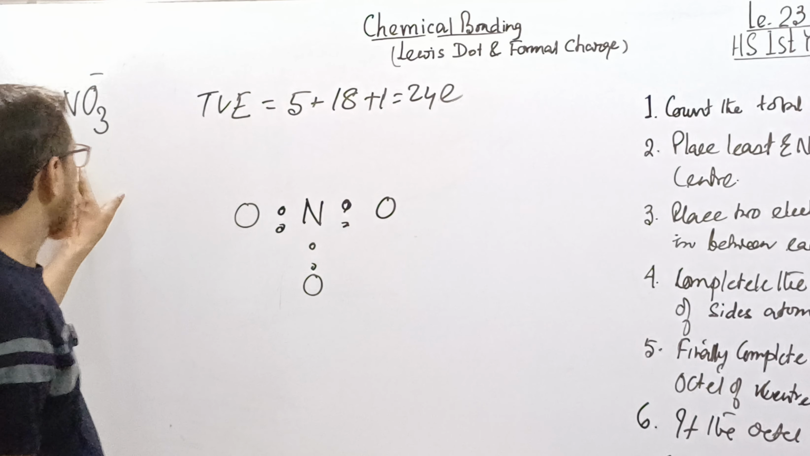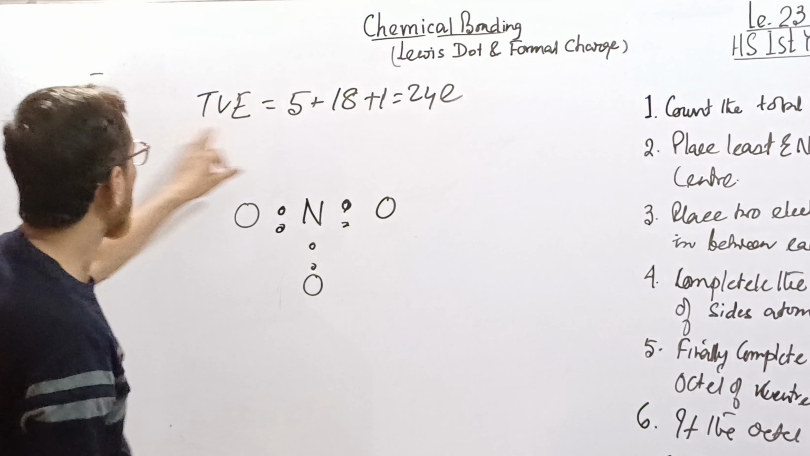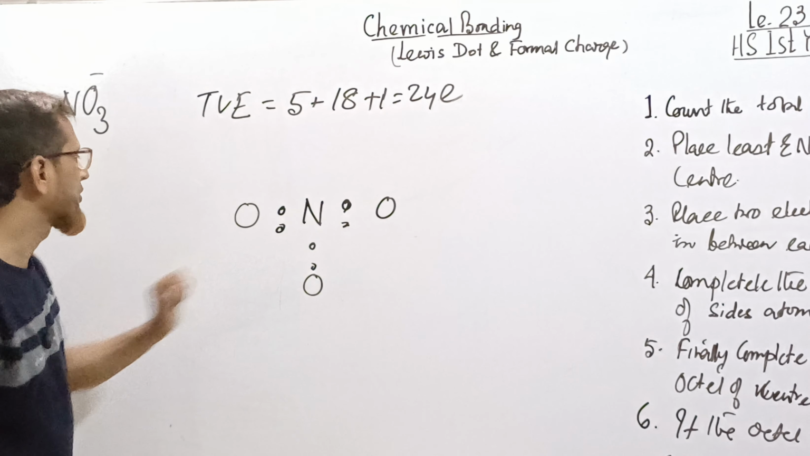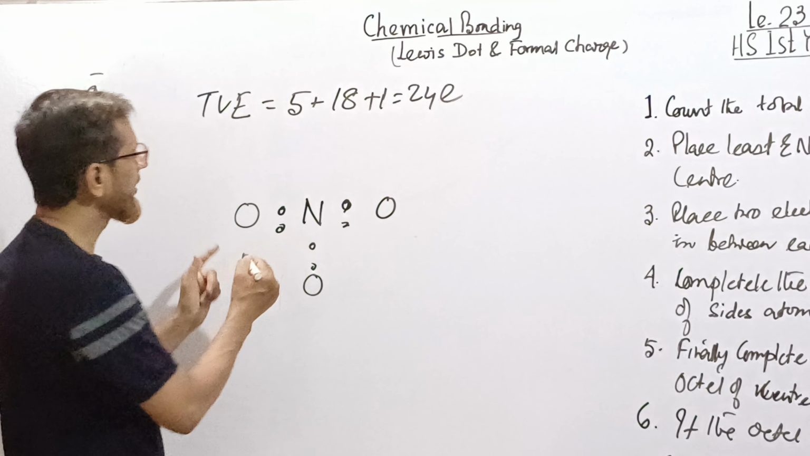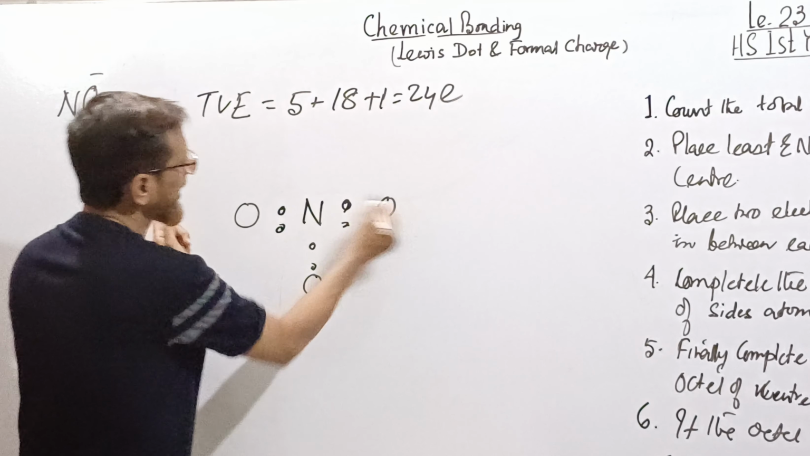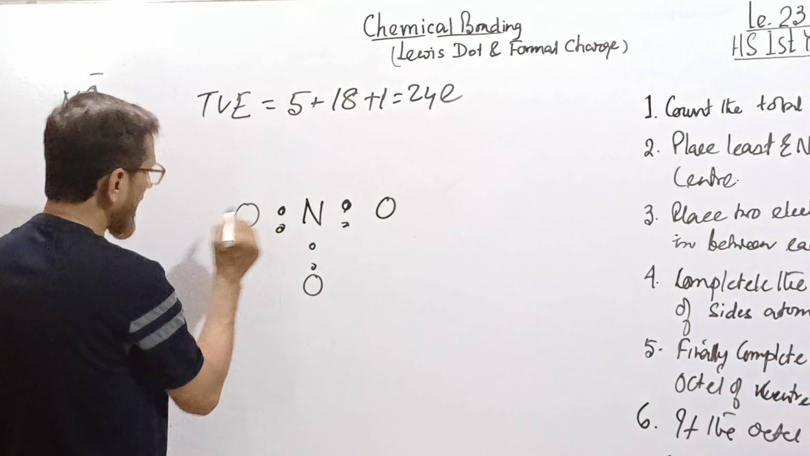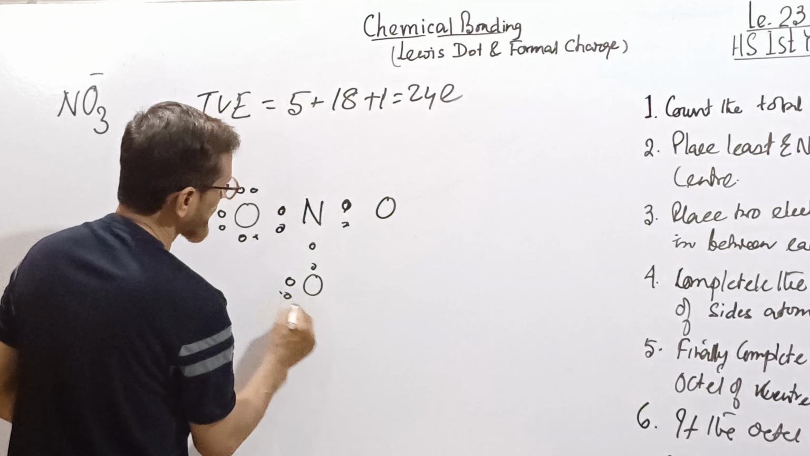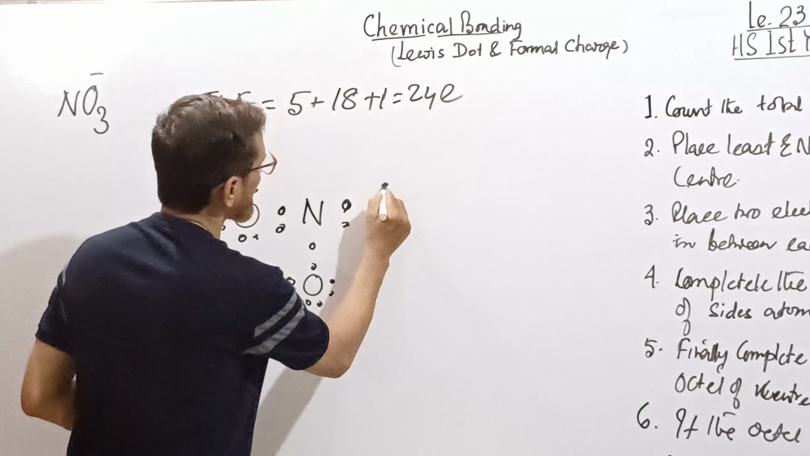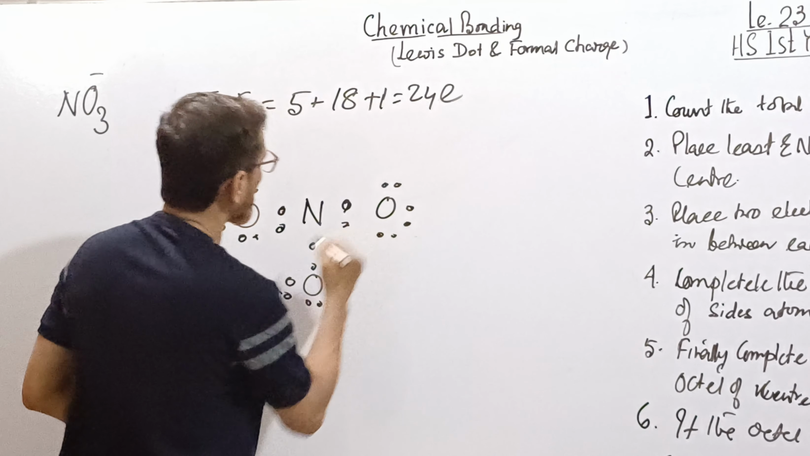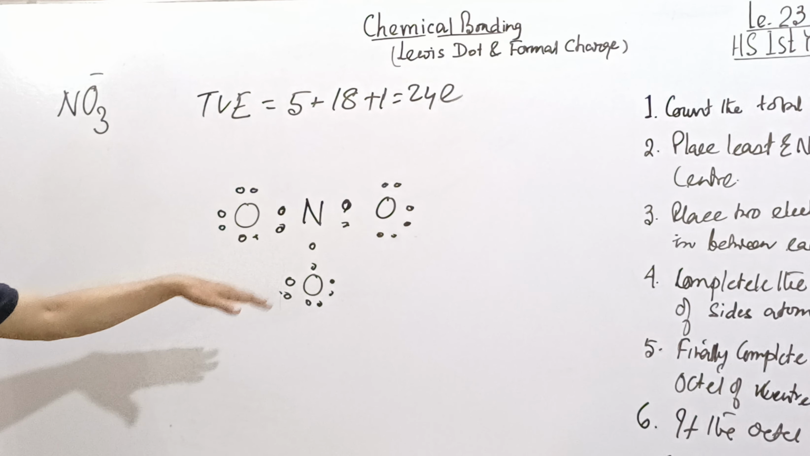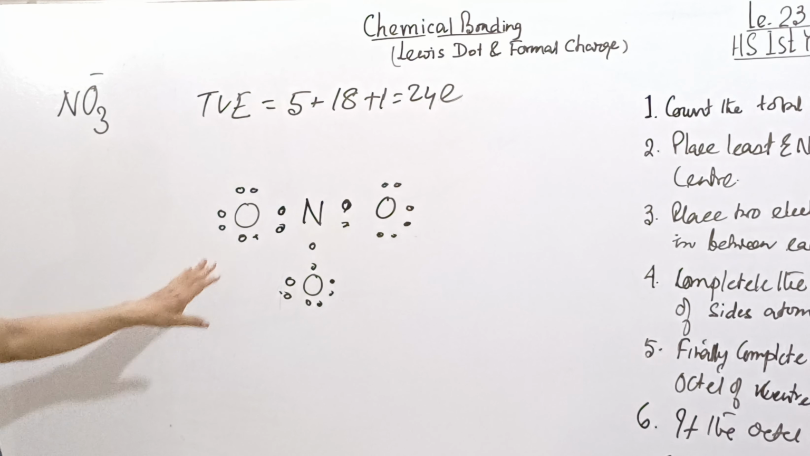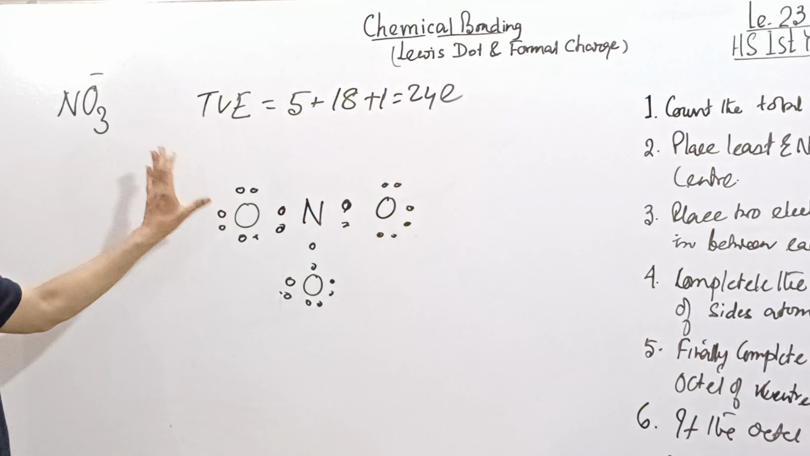So let's see how many electrons in total, it is 24. So 1, 2, 3, 4, 5, 6. Now start fulfilling the 8 electrons of the side atoms first. 2 is already here. 2, 2, 2, 2, 2, 2, 2, 2, 2. So let us count how many electrons: 8, 8, 8, 3 is the 24. That is, this is the Lewis dot structure.